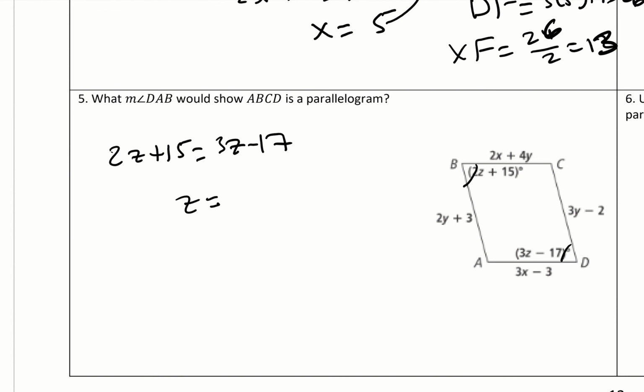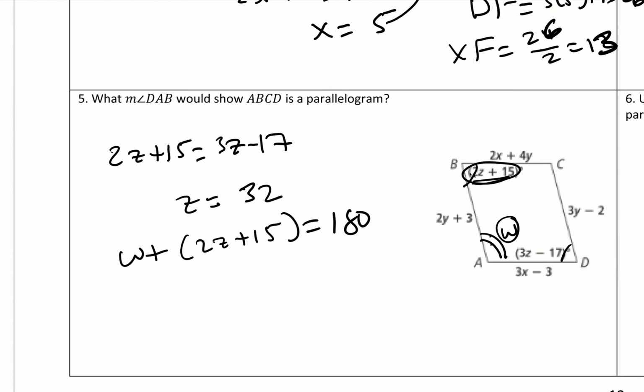So if I solve that, I get Z is equal to 32. And then I'm going to plug it into DAB, which is this one. So DAB, let's call that W. We don't know what that is, but we do know that these adjacent angles, this one and then this one, add up to 180. So we know that W plus that 2Z plus 15 adds up to 180. And so then we can plug this in. So W plus 2 times 32 plus 15 equals 180.